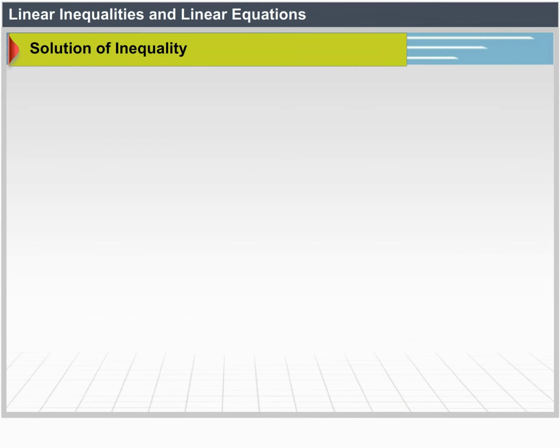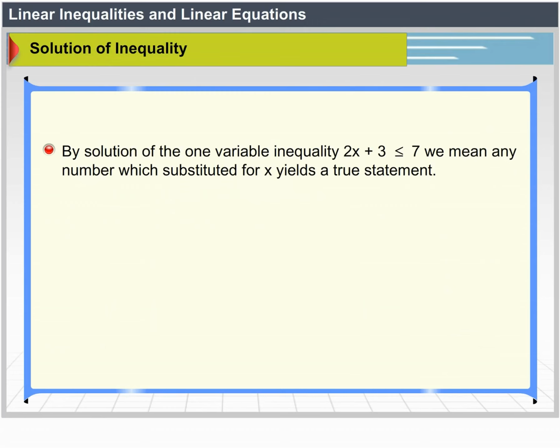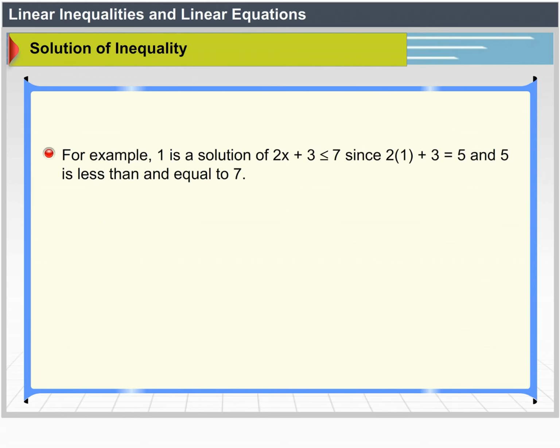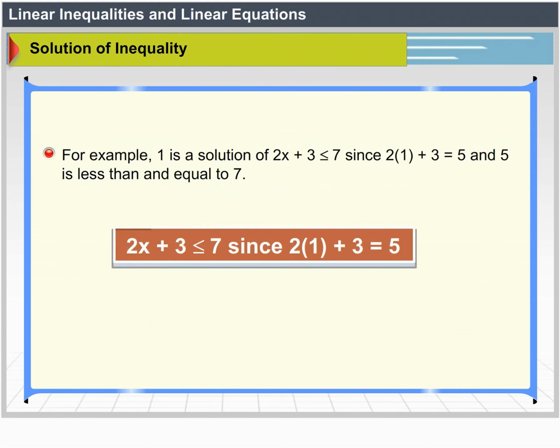Solution of inequality. By a solution of the one variable inequality 2x plus 3 less than or equal to 7, we mean any number which substituted for x yields a true statement. For example, 1 is a solution of 2x plus 3 less than or equal to 7, since 2 into 1 plus 3 equals 5 and 5 is less than or equal to 7.